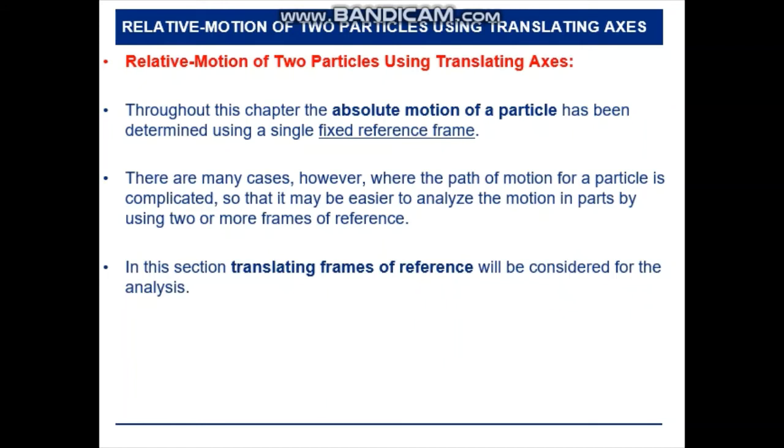The last subsection is relative motion of two particles using translating axes. Throughout this chapter, the absolute motion of a particle has been determined using a single fixed frame of reference. There are many cases, however, where the path of motion for a particle is complicated, so that it may be easier to analyze the motion in parts by using two or more frames of reference. In this section, translating frames of reference will be considered for the analysis. We are going to see what translating frames of reference are, then how we are going to solve this relative motion.